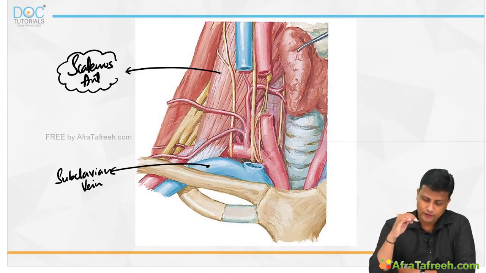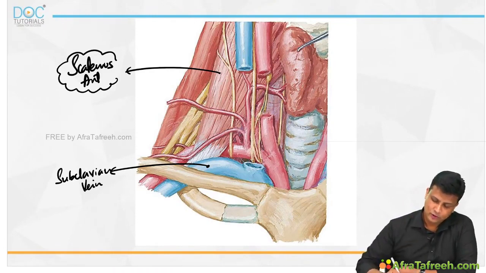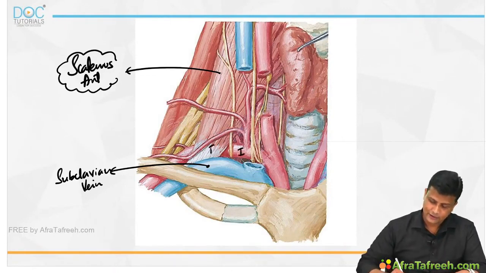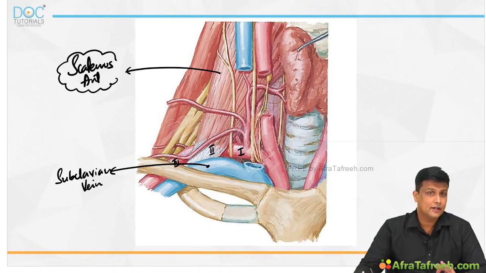Now my dear doctors, what I want you to learn here is that even though this subclavian artery is going behind, I hope you remember the subclavian artery is divided into three parts. The first part is before the muscle, the second part will be behind the muscle, and the third part is after the muscle. I am speaking about the artery. Subclavian artery is divided into three parts: the first part, second part, and third part.